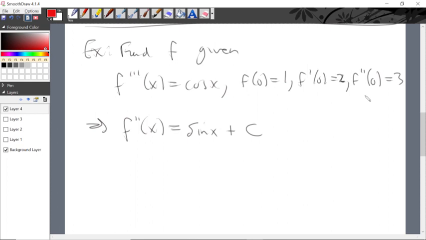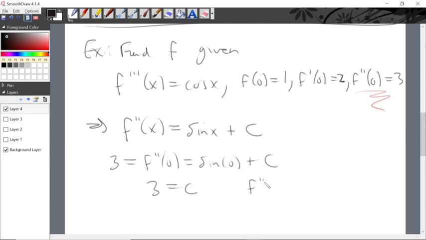Okay, so now we're going to use this condition here. f double prime of 0 is equal to 3. So we have 3 is f double prime of 0. So we're plugging 0 in for x. We get the sine of 0 plus c. So from that, sine of 0 is just equal to 0. So we get 3 is equal to c. All right, so the particular f double prime of x is the sine of x plus 3. There's our particular second derivative.